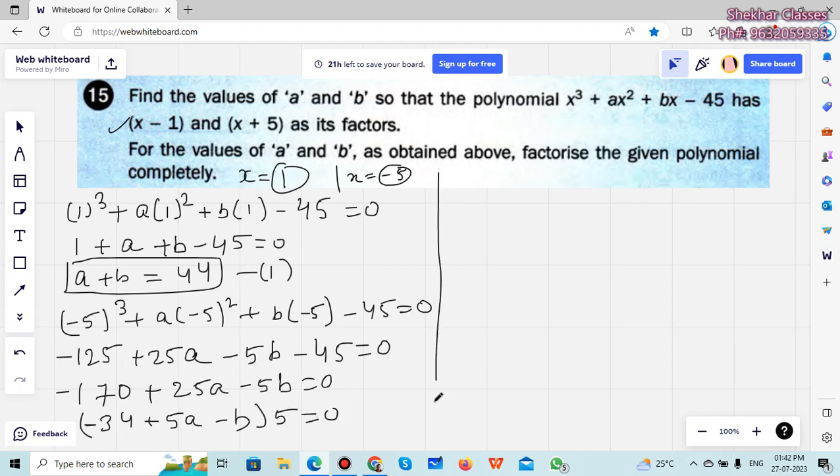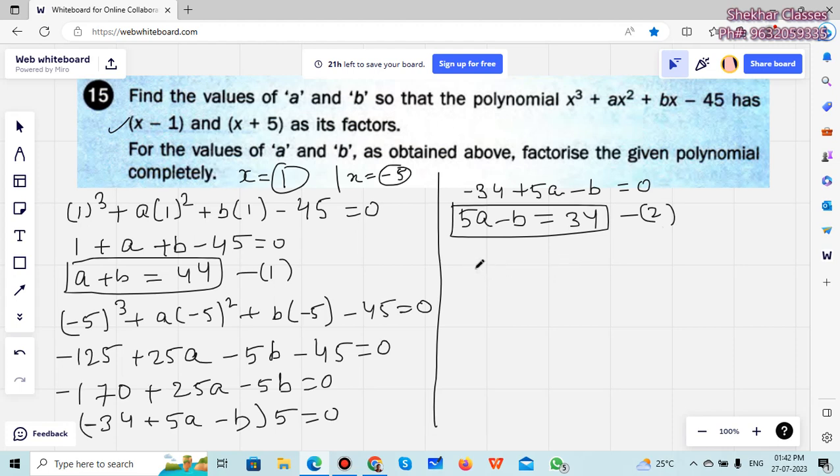We know that once it goes to the other side, 0 upon 5 becomes 0 only. So it is minus 34 plus 5a minus b is equal to 0. So 5a minus b is equal to 34. So this is the second equation that has been found here.